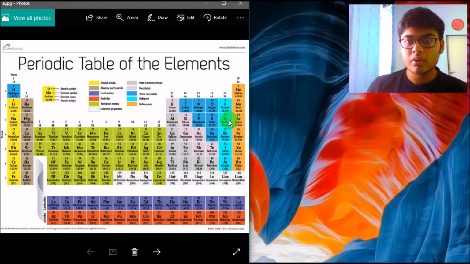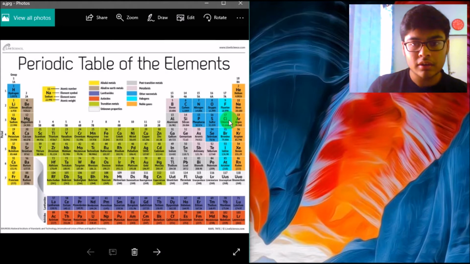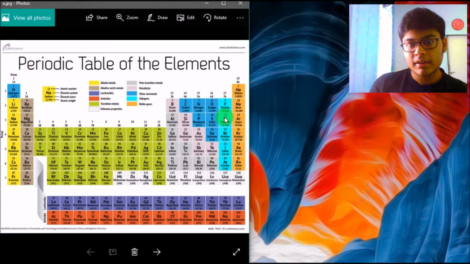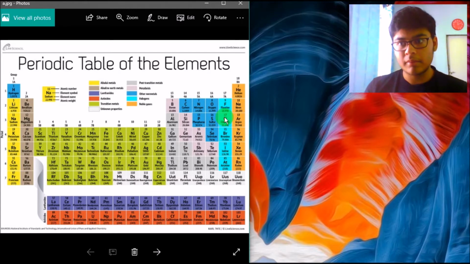Now what will chlorine do? It will try to get a configuration like argon, right? Argon has an octet. Octet means that it has 8 electrons in its outermost shell and it doesn't react. And other elements want to be like it. Chlorine has 17, so it requires 18 to have a configuration similar to argon. For that purpose, chlorine will take 1 extra electron from some other element.